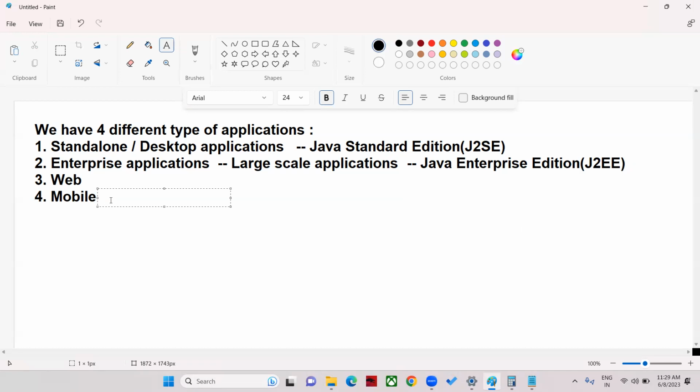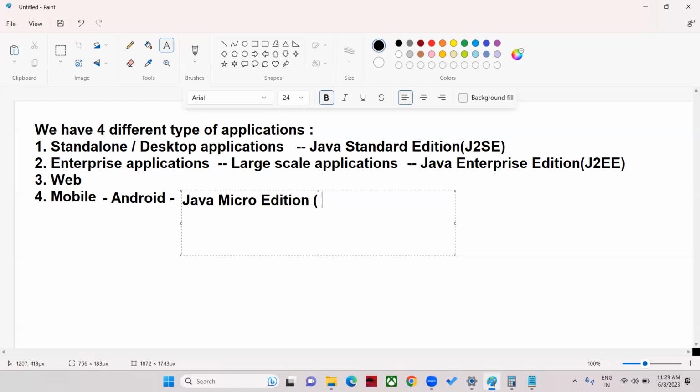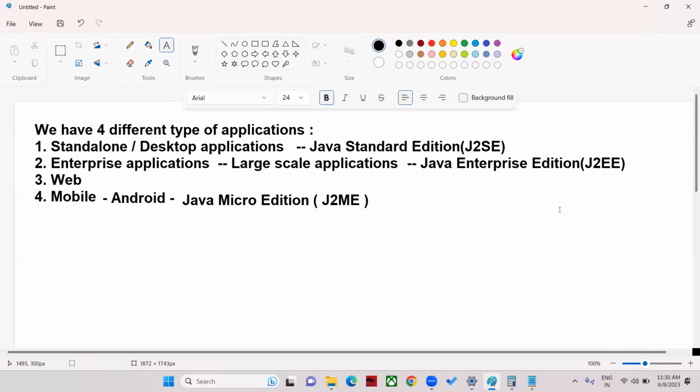Next one. What are the examples of mobile applications? Basically, Android applications as well as iOS applications, right? So let's go with Android, because if you want to build Android applications, you must know this edition. Java Micro Edition, or we can call it J2ME. Java Standard Edition, Java Enterprise Edition, Java Micro Edition.